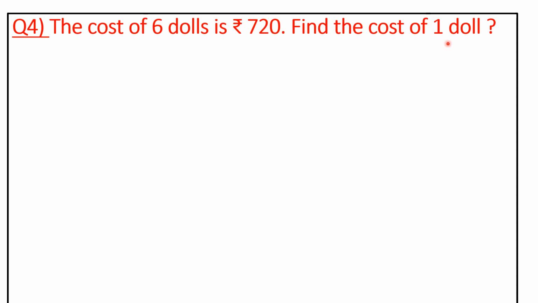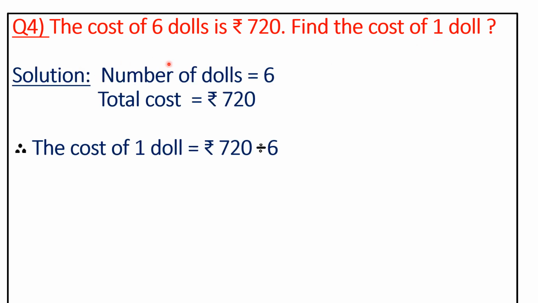So again you can think that if we purchase only 1 doll, it will cost less, no? So again we will do division here. Write the statement. Number of dolls: 6. Total cost: rupees 720. So the cost of 1 doll will be less, no? So we are doing division here: 720 divided by 6. Now we cannot get 720 in the table of 6, no? So we need to do long division.